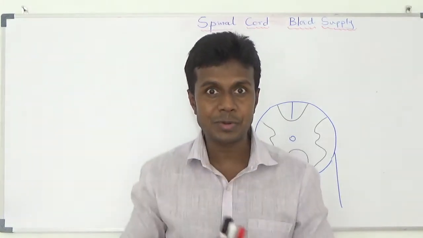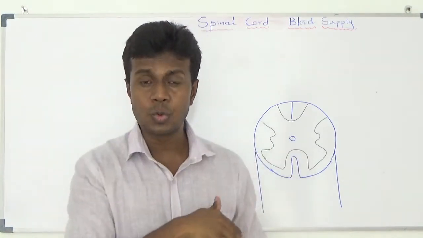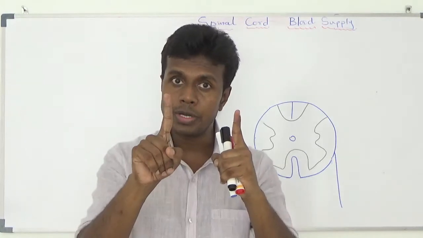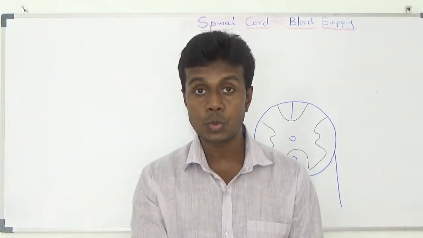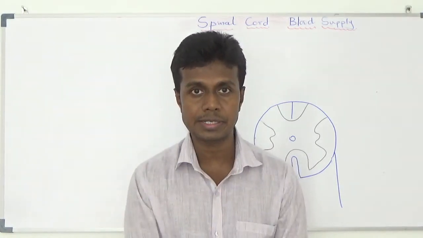but you have very little understanding about the spinal cord blood supply. More understanding about the cerebral blood supply. So you should have very good knowledge about the spinal cord blood supply. Your spinal cord is supplied by 3 major arteries: 2 posterior spinal arteries and 1 anterior spinal artery.